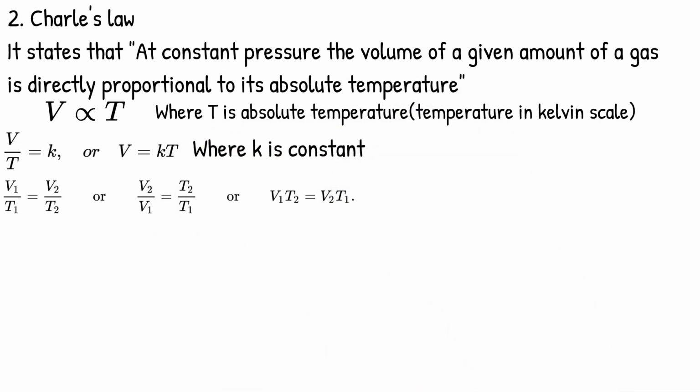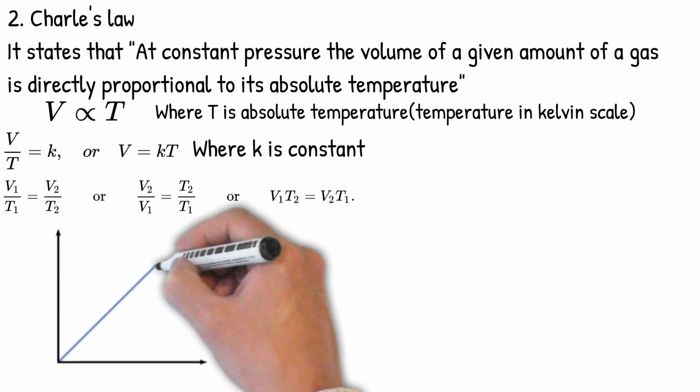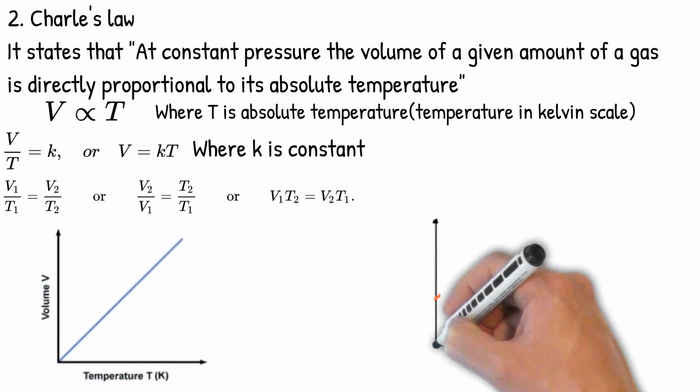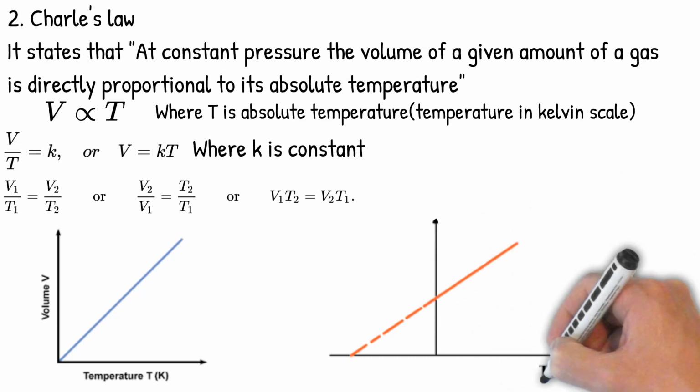Below are the graphs of Charles' law. The first graph is V against temperature in Kelvin, and the second graph is volume against temperature in degrees centigrade.